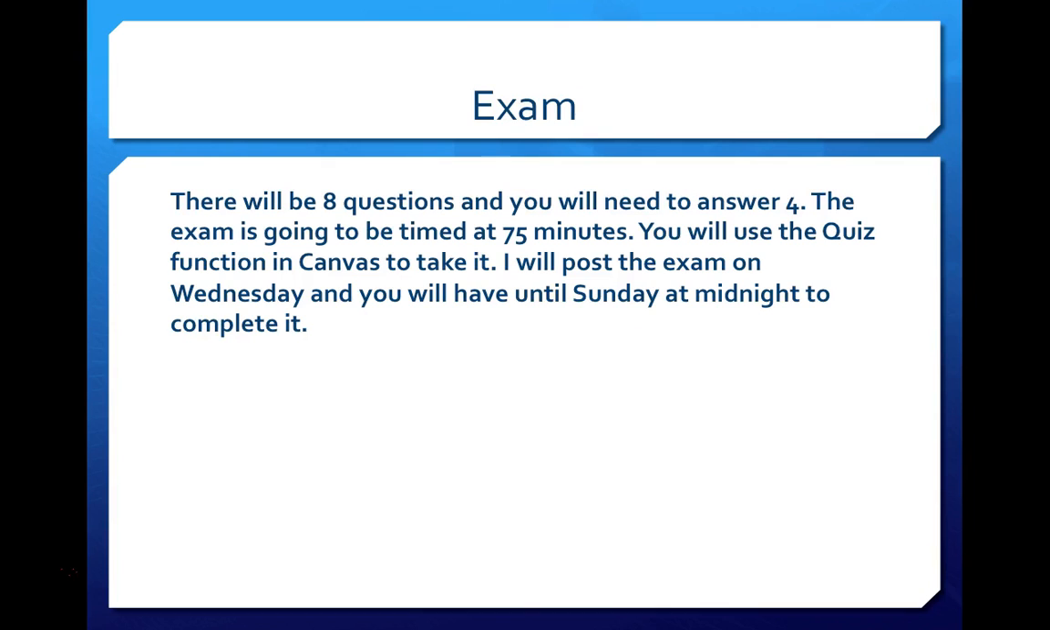So, exams in my class work like this. There's going to be 8 questions that are divided into 2 groups. One group is going to cover proofs for the existence of God, and the other group is going to cover questions from the ethics section of the class. And you will need to answer 4 of those 8 questions. So 2 from each of the groups of 4.